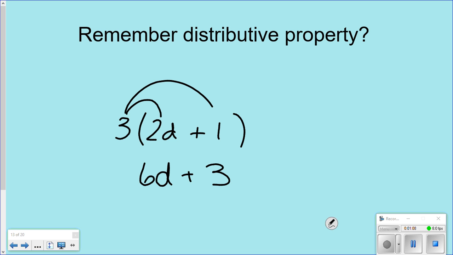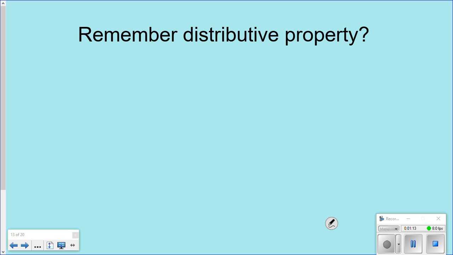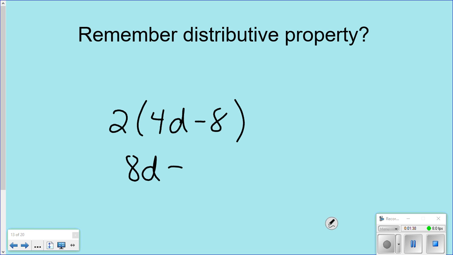Okay, I'm going to give you one. I want you to try it. See if you can remember. If you had used distributive property, what would that look like for an answer? Anybody? Anyone going to try it? Mason? 8b minus 16. That's what it would look like.